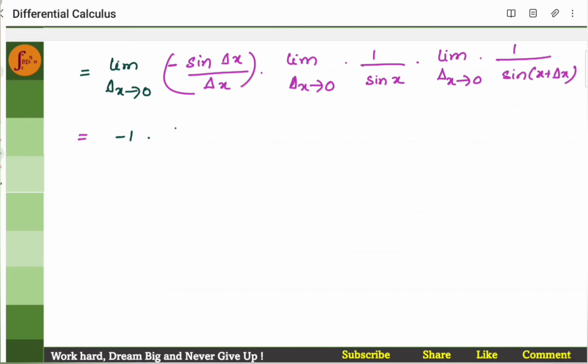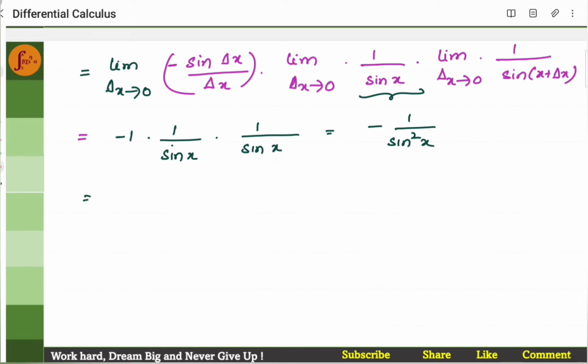So we'll simply copy it like this, 1 by sin x, right? The limit for this particular term is 1 by sin x itself because there is no delta x here to substitute. Into, here I can substitute delta x as 0, right? So I'll get 1 by sin of x plus 0, which is nothing but x. So I'll get minus 1 by sin square x. Sin x into sin x is sin square x.